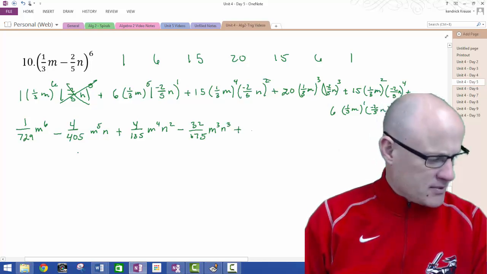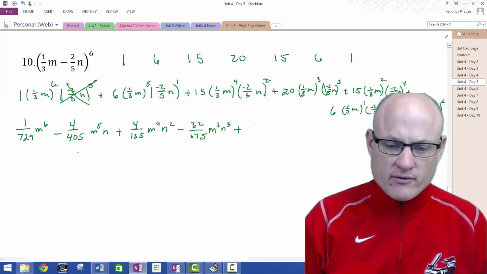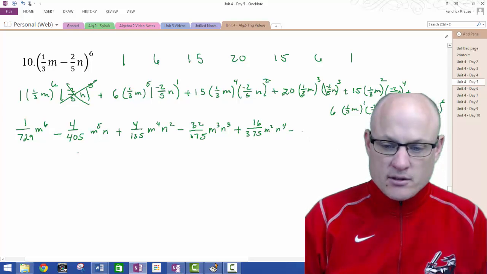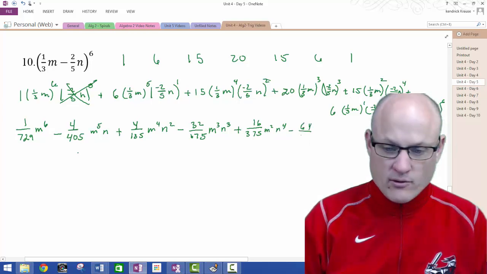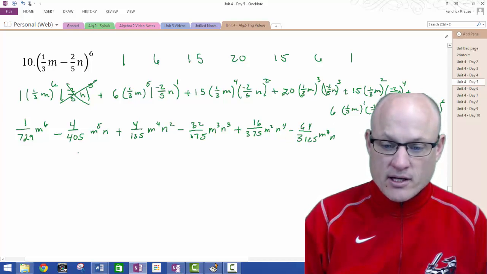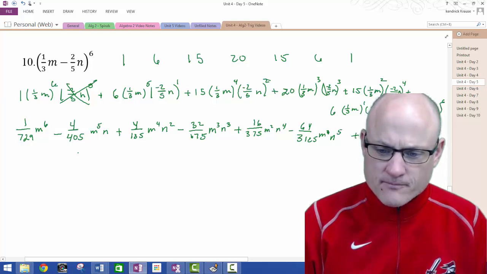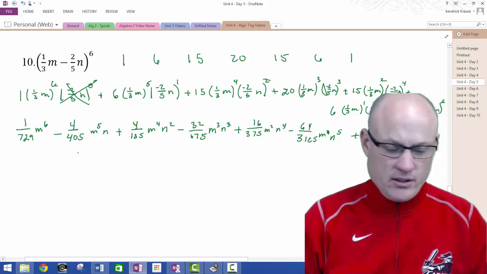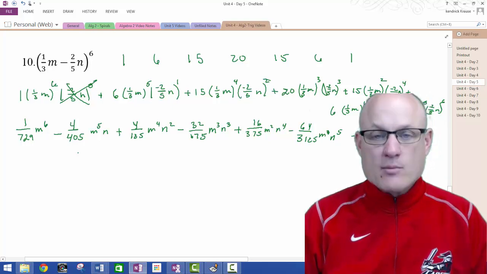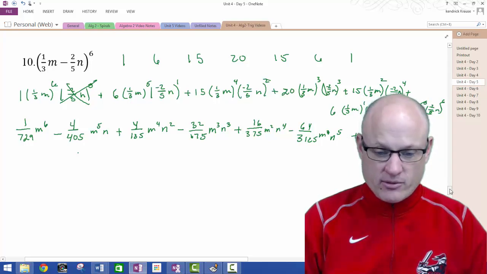Plus 16 over 375 m squared n to the 4th minus 64 over 3125 m to the 1st, really shouldn't be there, n to the 5th. And finally, plus 64 over 15625 n to the 6th. This problem should clearly not have been done. I should have just skipped it.